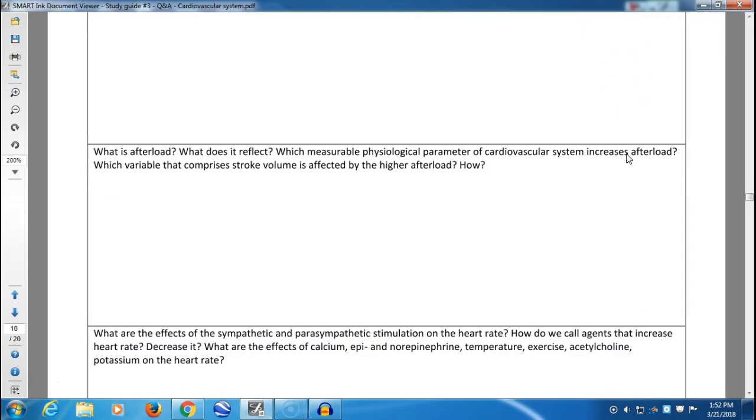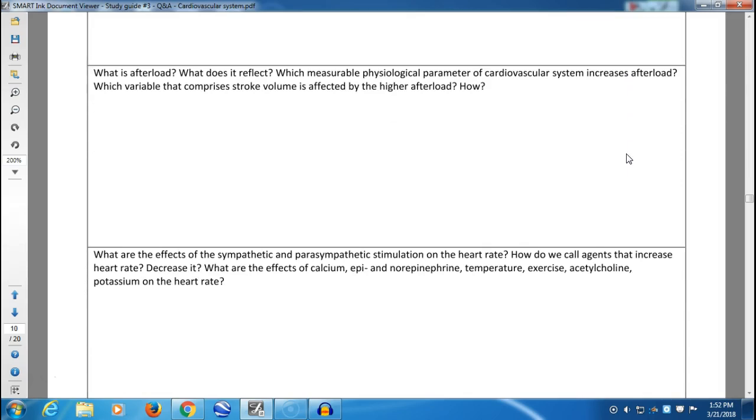So we got this afterload thing. Sympathetic and parasympathetic on the heart rate. Agents that increase heart rate are positive chronotropic. Calcium and epinephrine are positive. Potassium is negative chronotropic. What about ACh? Negative chronotropic. Perfect. We good? Like, look, know the effects of exercise, please. But it's sort of obvious. You know what exercise does to your heart, right?